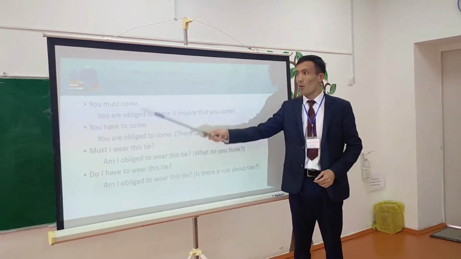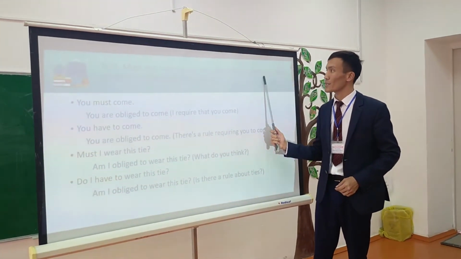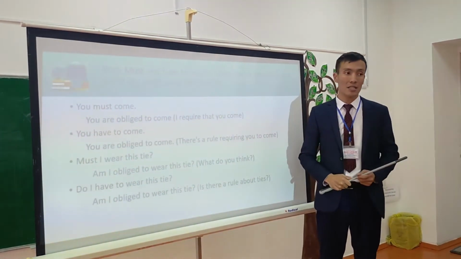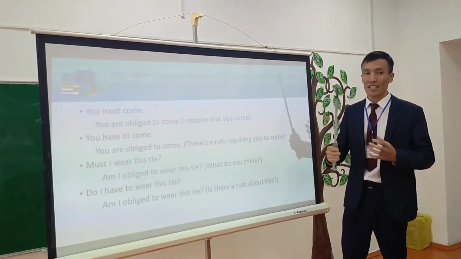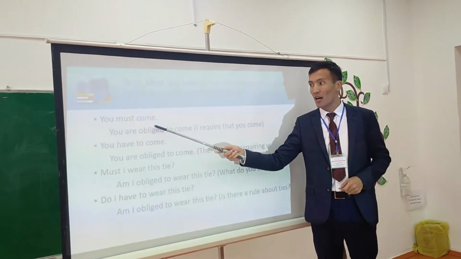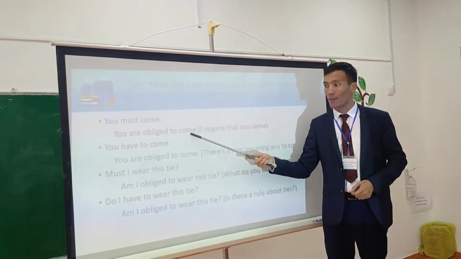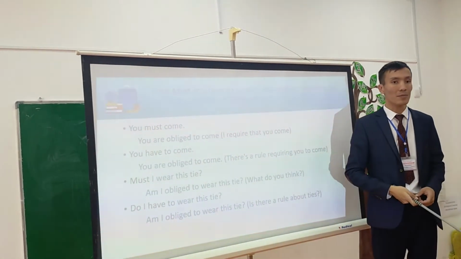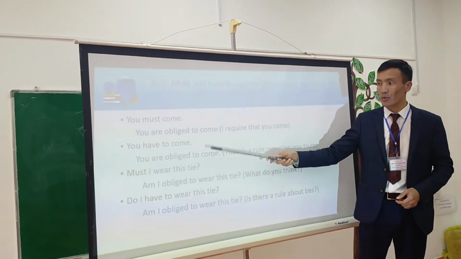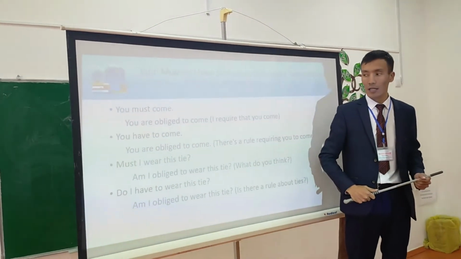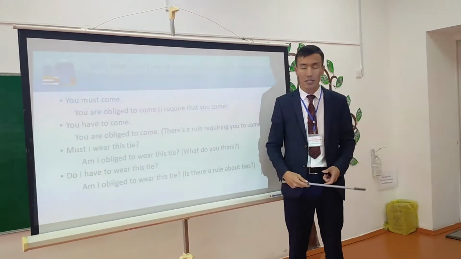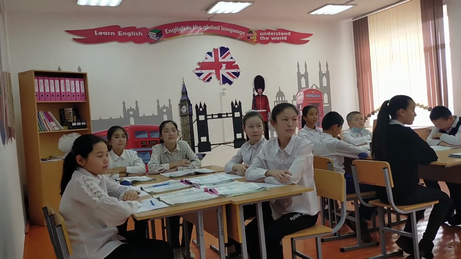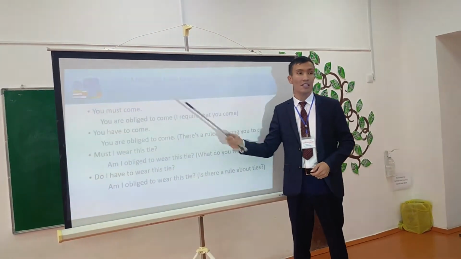Okay, next. Both must and have to express obligation or necessity, but there are some small differences. Must және have to міндеттемесі және қажеттілігі бірдей мағынаны білдіреді, бірақ онда кішкене шағын айырмашылықтар бар. For example, you must come, сенің келуің керек. You are obliged to come, сенің келуіңді міндеттейді. I require that you come, мен сенің келуіңді талап етемін. Осы жерде жеке міндеттемені білдіріп тұр. You have to come, сенің келуің керек. You are obliged to come, сенің келуің міндетті. There is a rule requiring you to come, сенің келуіңді талап ететін ереже бар. Көрдіңіздер ме? Have to-де ереже бойынша, must'та жеке міндеттеме.